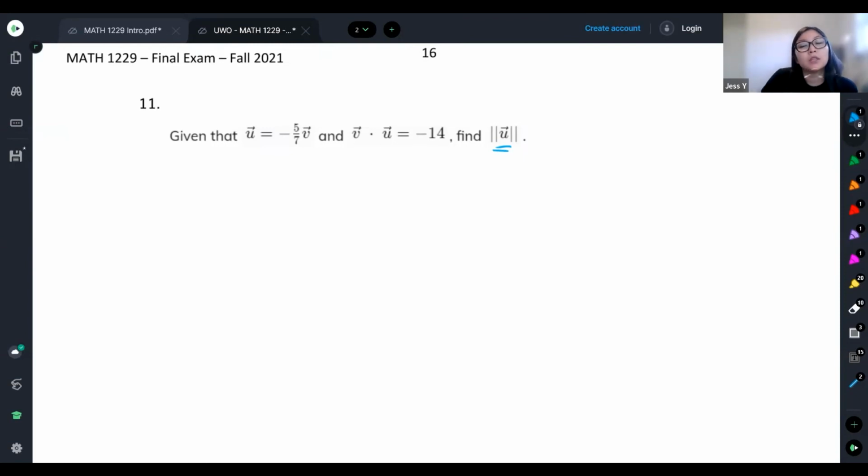Well, let's start with what we do know. We know that the dot product has to be negative 14, right? Well, if only I can change this v into some kind of u. How can we rewrite v in terms of u? Like if I want v to equal something something u, what can I do?